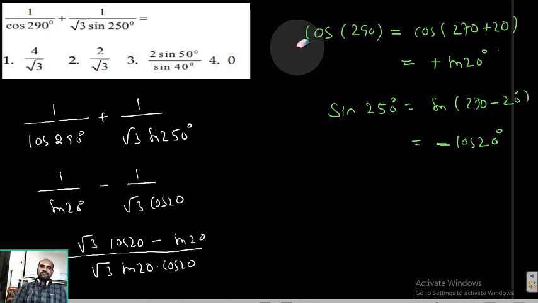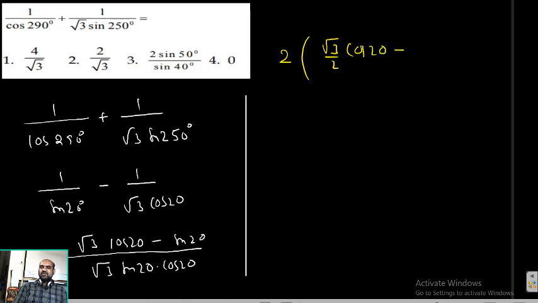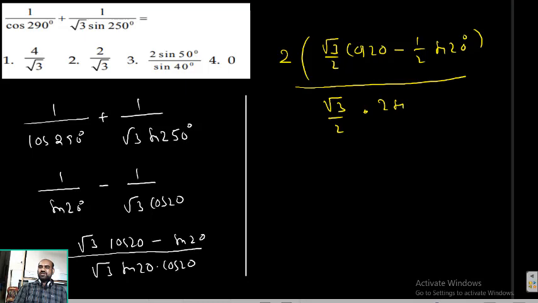So in continuation I will write here: multiply and divide by 2. The numerator is 2 into root 3 by 2 into cos 20 minus 1 by 2 into sin 20, divided by root 3 by 2 into 2 sin 20 into cos 20. Okay, that is 4 by root 3 into this.